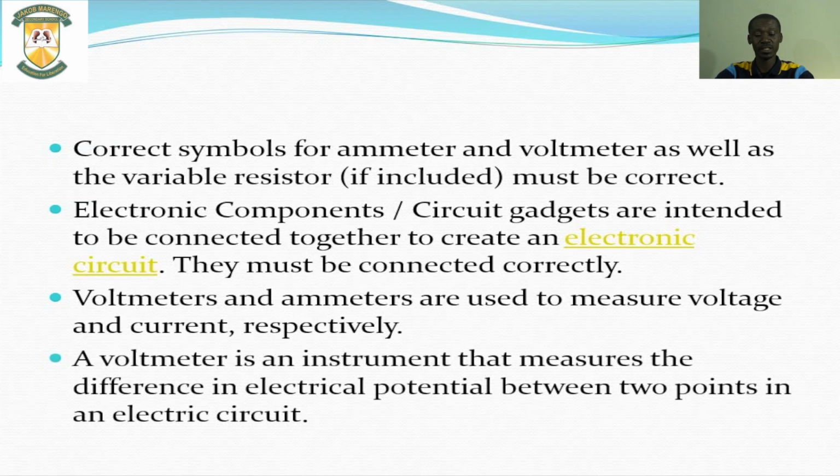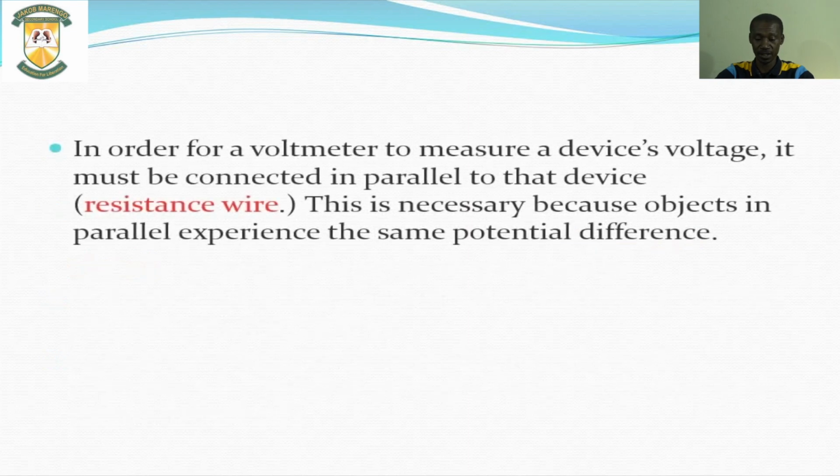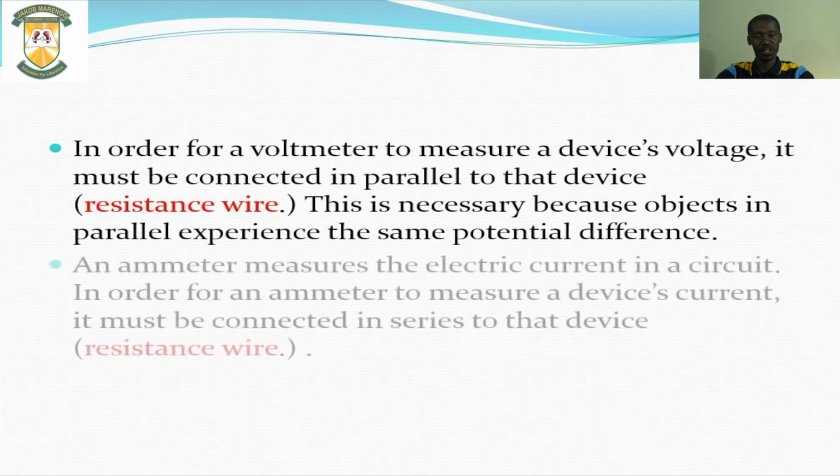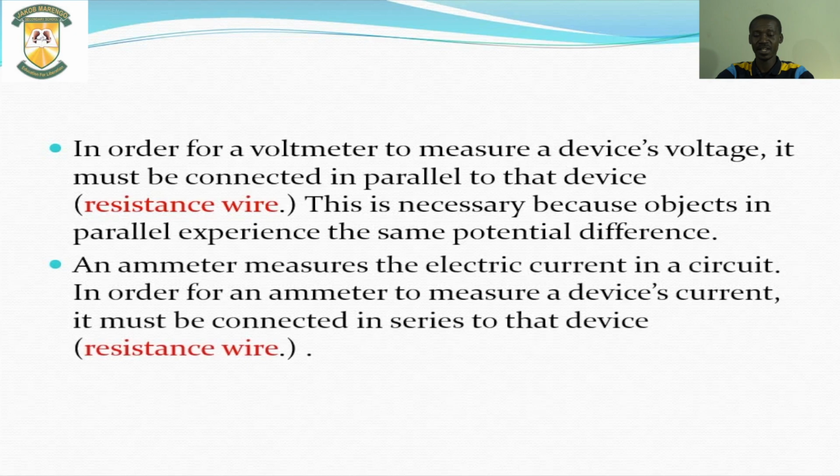How do we connect a voltmeter? We must not forget that it is used to measure the potential difference across a circuit component. So it has to be connected in parallel in order for it to measure the potential difference across the device. In our case, it is the resistance wires.